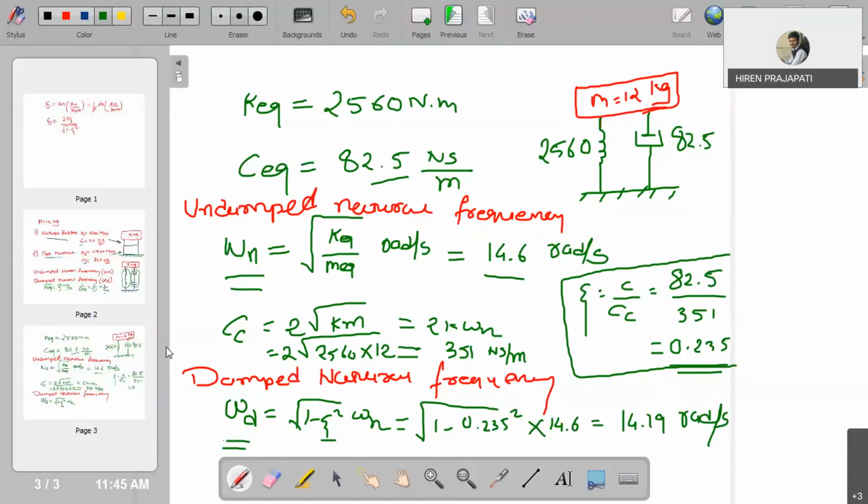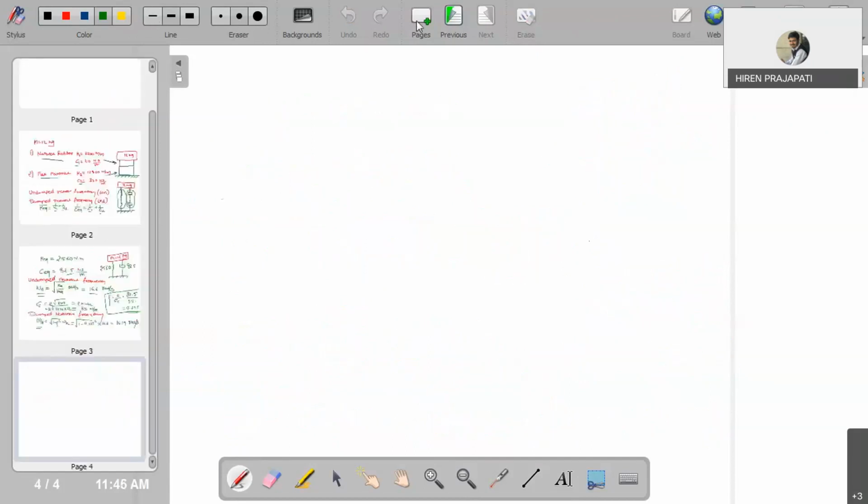Now let me give you one straightforward problem and we'll try to solve it. It is very simple. All the details are given. It is given that a vibrating system has the following parameters: mass 3 kg, K is 100 newtons per meter, and C is 3 newton second per meter. So this much information is given.